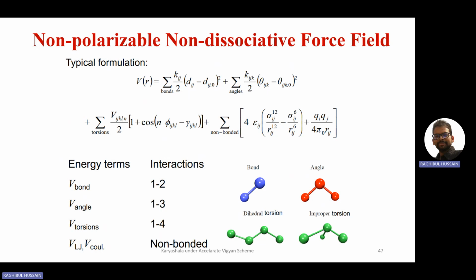Now, in this expression, you can see that the bond term is Dij minus Dij 0. Theta ijk, obviously angle is a three body interaction, so theta ijk minus theta ijk 0. So can anybody answer me, what is this Dij and Dij 0? What is the difference?